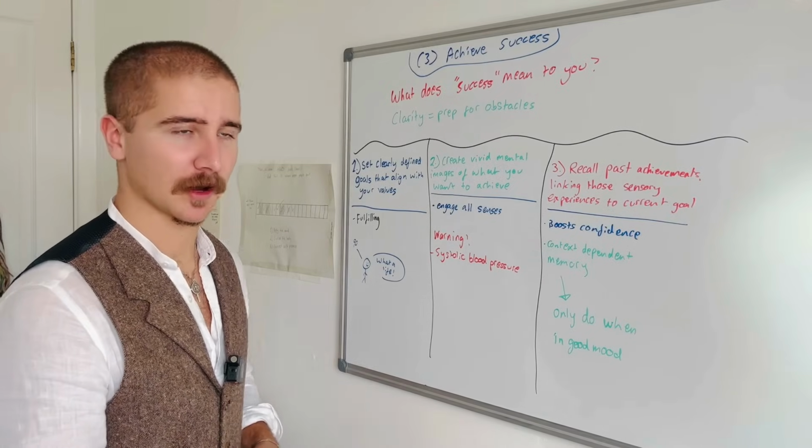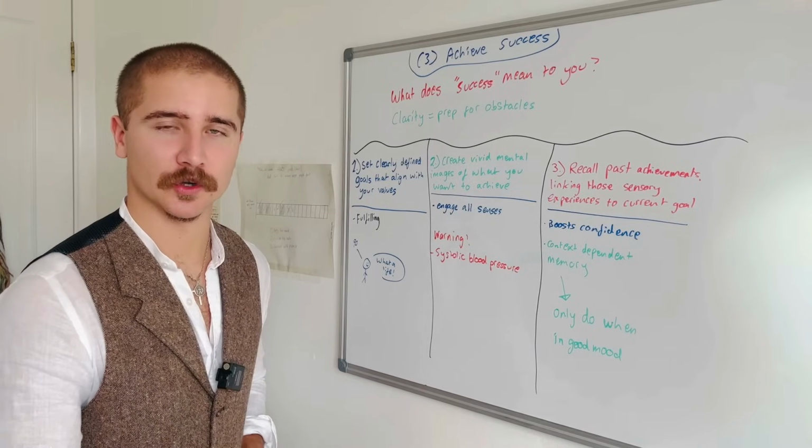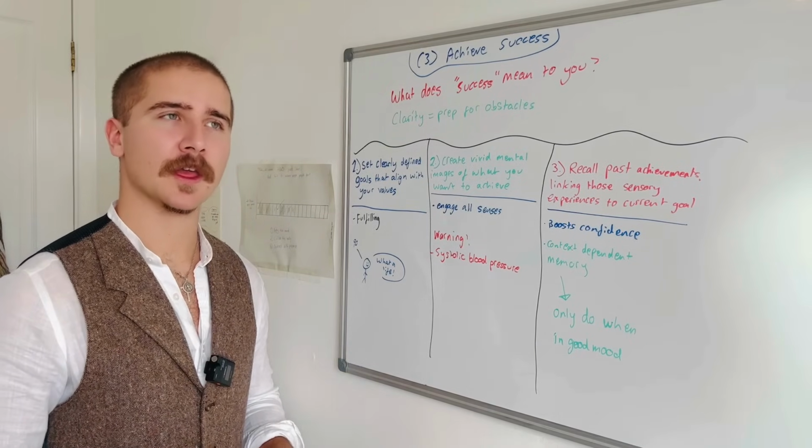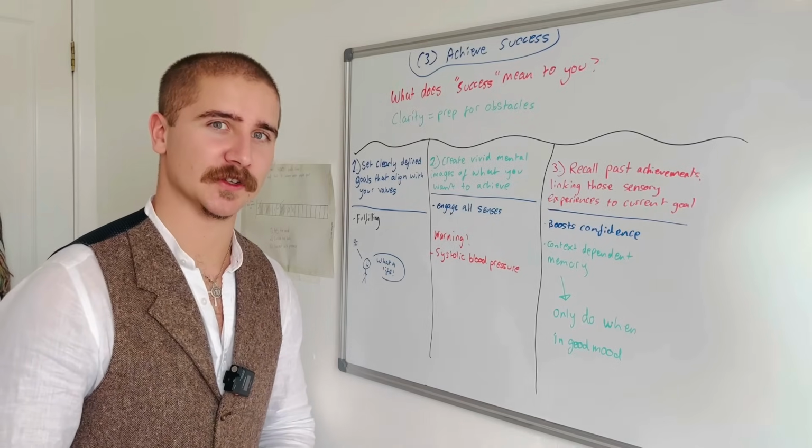One exercise you might like to do to help you with this is imagine yourself as 90 years old on your deathbed, reflecting on your life. What are the proudest moments that you're reflecting on? What did you achieve? What decisions did you make?